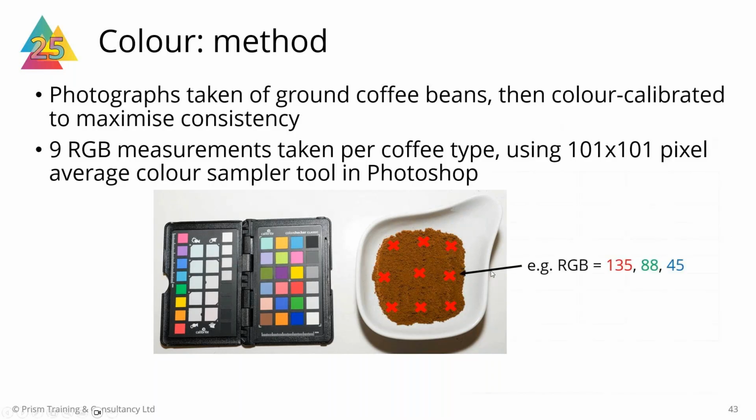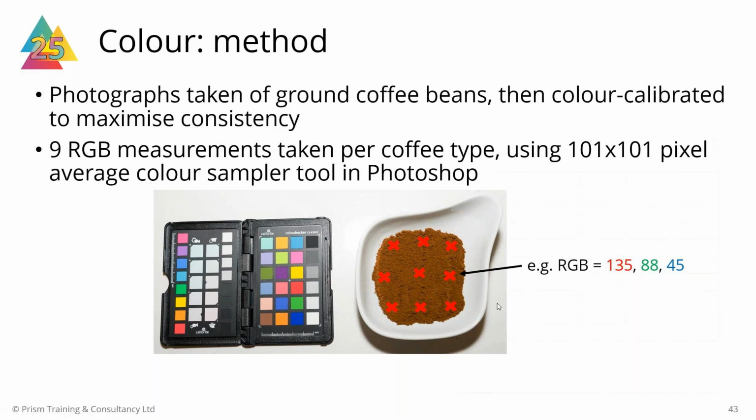This point here, for example, the RGB score for that is 135 for the red component, 88 for the green, and 45 for blue. So the number here that I would be interested in is this 135. So I can generate 9 of these values per coffee type and compare them across the different coffee types.